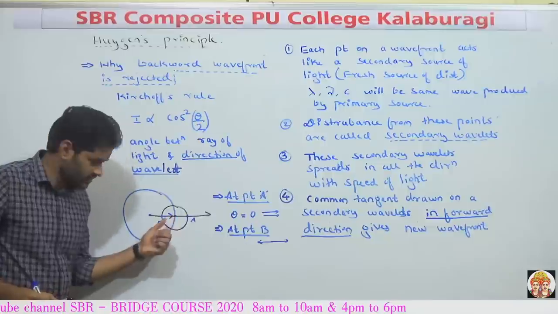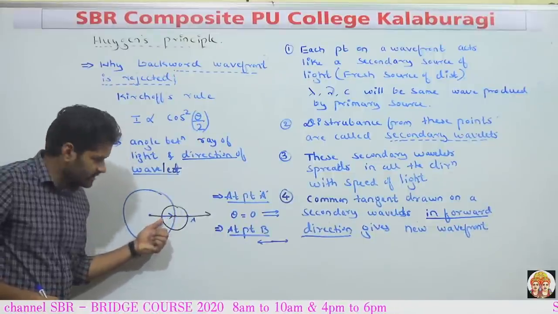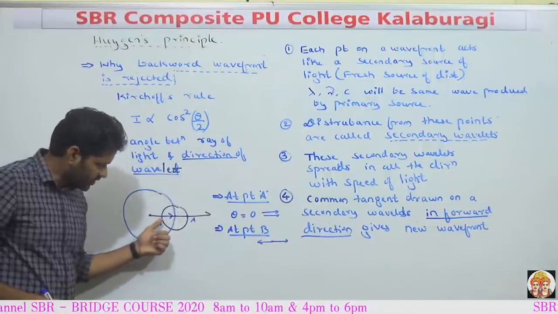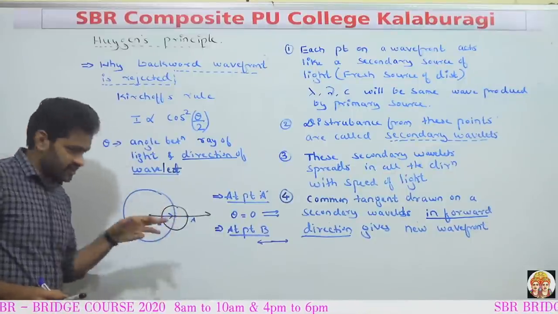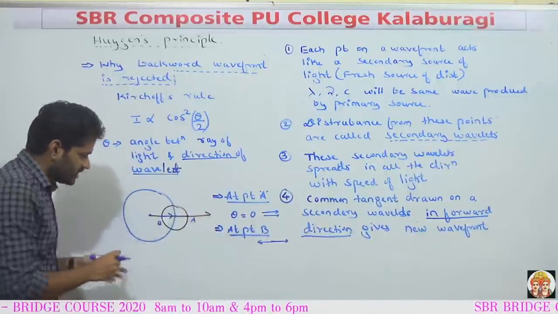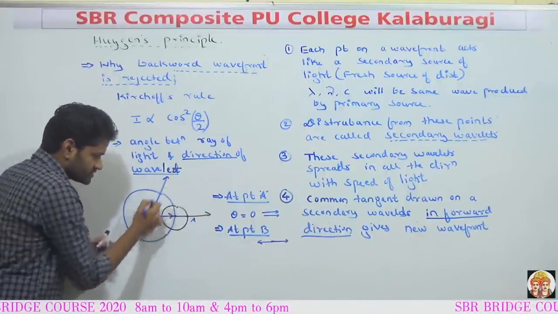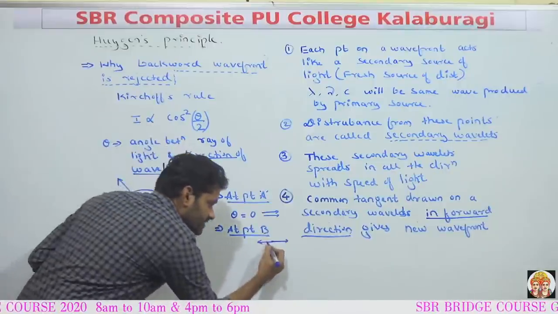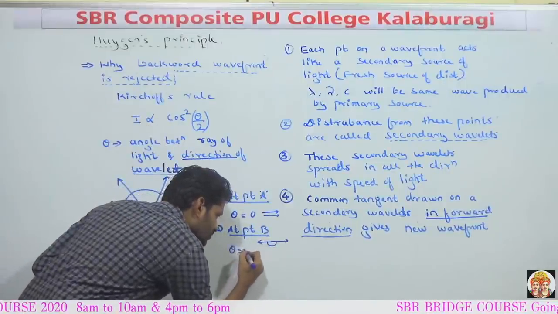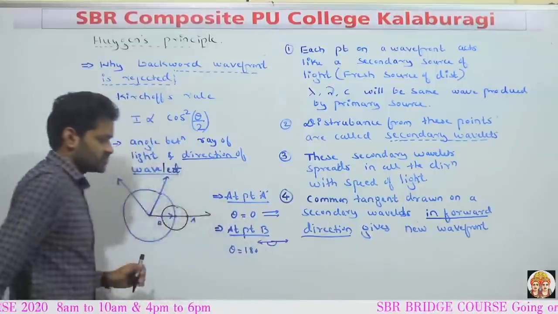Hope you understood. At point B, the direction of the wavelet is this side. And what about the ray? The ray will be in the forward direction only. Rays in all directions can be taken, but like this there will be one in the forward direction. The angle here is what? Theta is equal to 180.